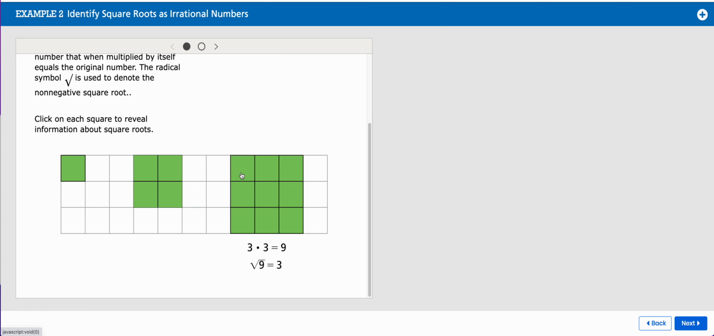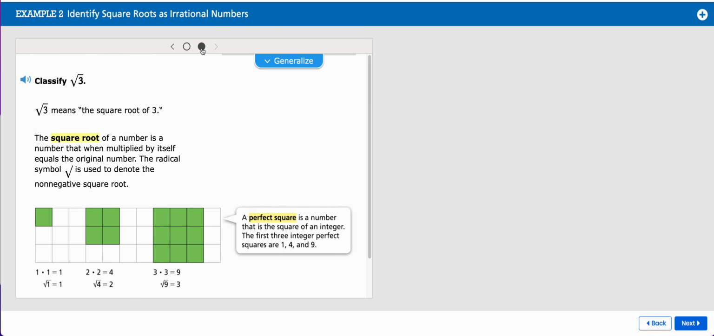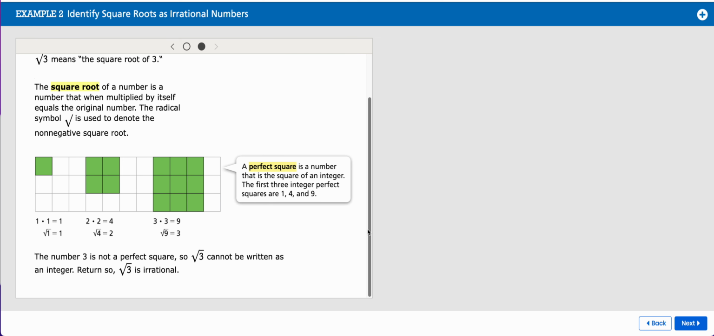So here, I have to turn this off, sorry, clear. This one, okay, there we go. This goes through some of that same stuff I just said. The number 3 is not a perfect square. So the square root of 3 cannot be written as an integer, and therefore, the square root of 3 is irrational.